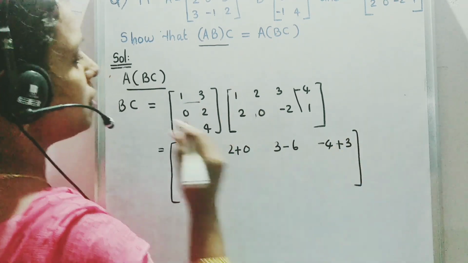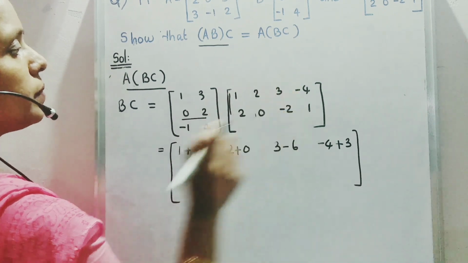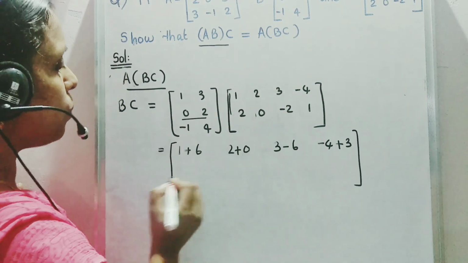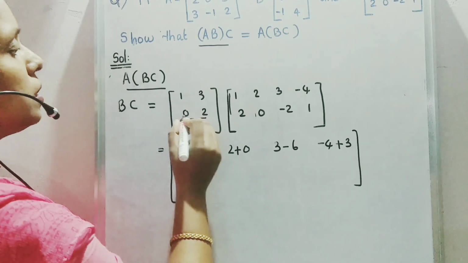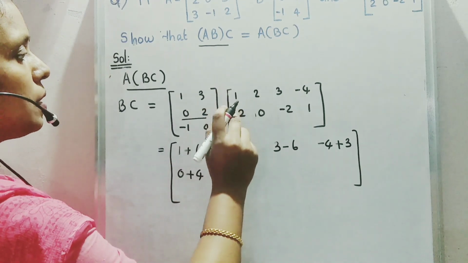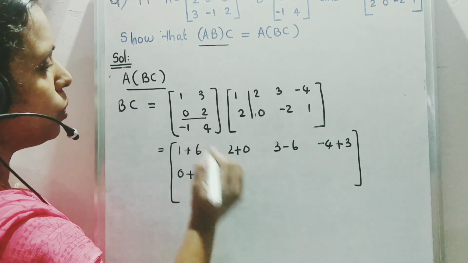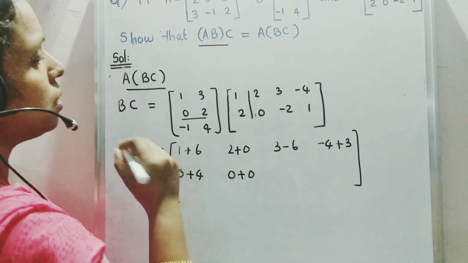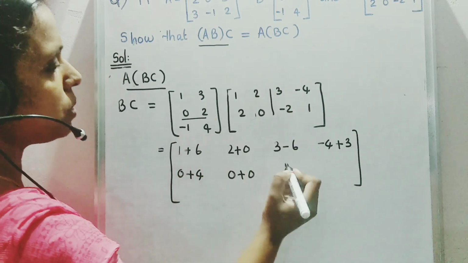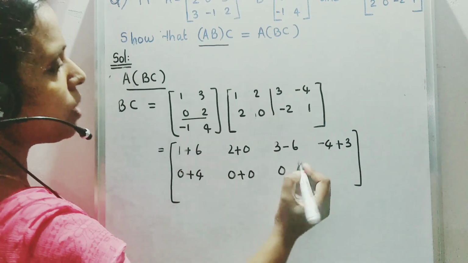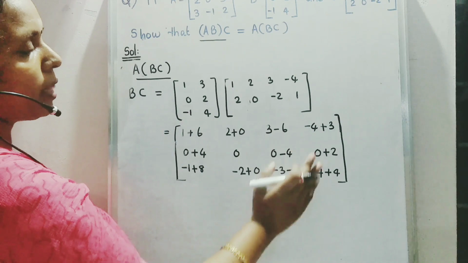Next we multiply second row with first column. That is 0 into 1, that is 0. 2 into 2, plus 4. Next we multiply second row with second column. That is 0 into 2, 0. 2 into 0, plus 0. Next we multiply second row with third column. That is 0 into 3 is 0. 2 into minus 2 is minus 4. Similarly we find all the terms.